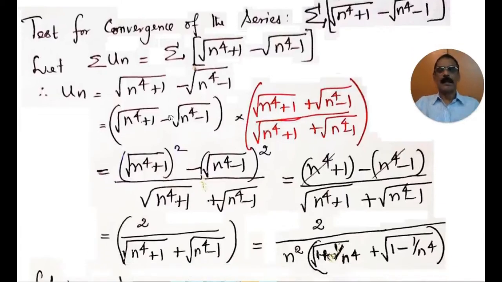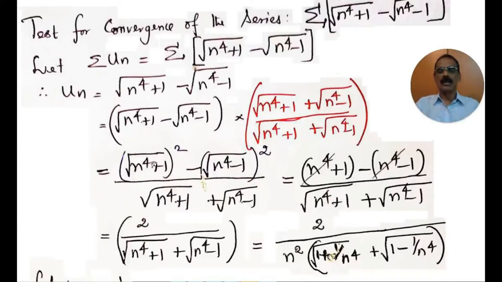The next step: if we see this, it is of the form a minus b into a plus b, where a is square root of n to the power 4 plus 1 and b is square root of n to the power 4 minus 1. We know that a minus b into a plus b is a square minus b square. Therefore, it is square root of n to the power 4 plus 1 whole square minus square root of n to the power 4 minus 1 whole square, divided by square root of n to the power 4 plus 1 plus square root of n to the power 4 minus 1.